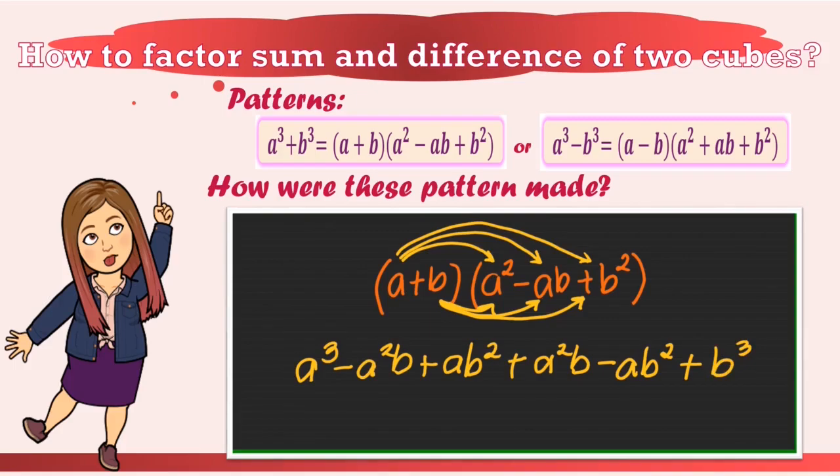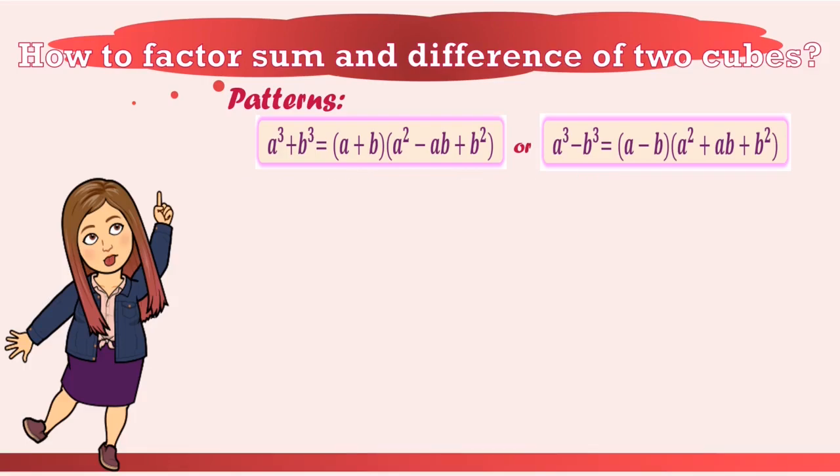Notice that negative a squared b and a squared b, if added, will become 0. So we can cancel this out. Notice also that ab squared added to negative ab squared is equal to 0. So this is also canceled. Therefore, the remaining product is a cubed plus b cubed. It's indeed a sum of two cubes. Now how about you try the other factors. Try multiplying them on your own.